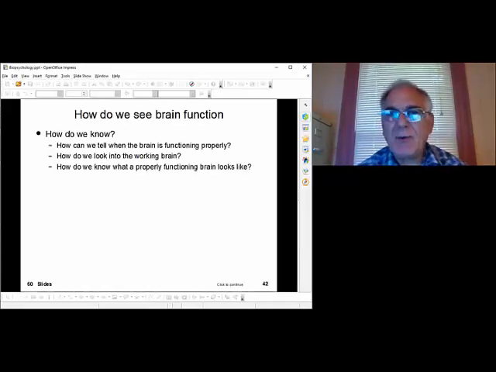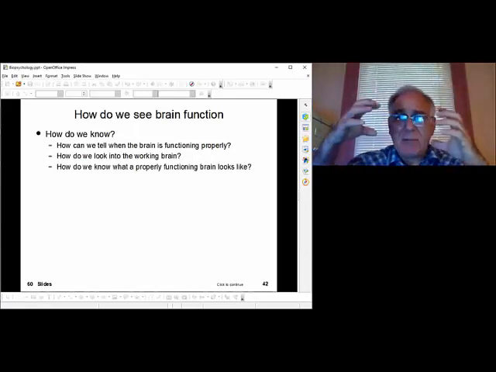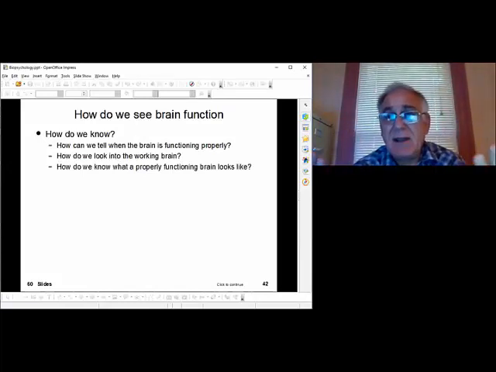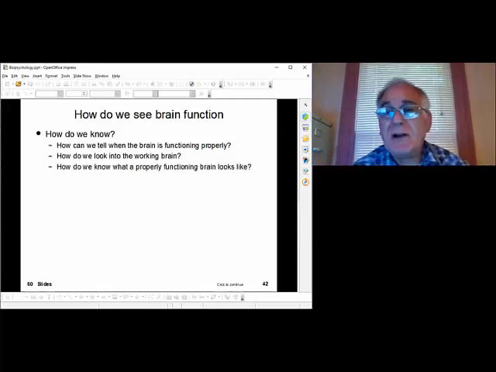So how do we know? If you open up somebody's scalp and look at their brain, it's just a jelly blob. It doesn't move, it doesn't change. You can't really see anything functioning in it. So how do we know when a brain is functioning properly? How do we look into a working brain without killing the subject of the experiment? How do we know what a properly functioning brain looks like, and what do we know when there are issues with the brain? How do we know that?